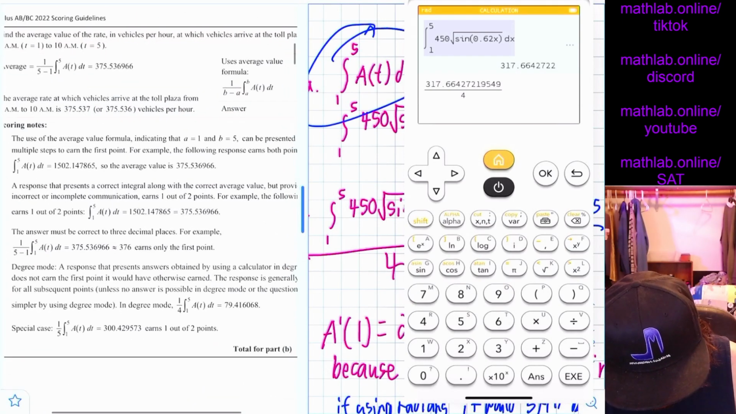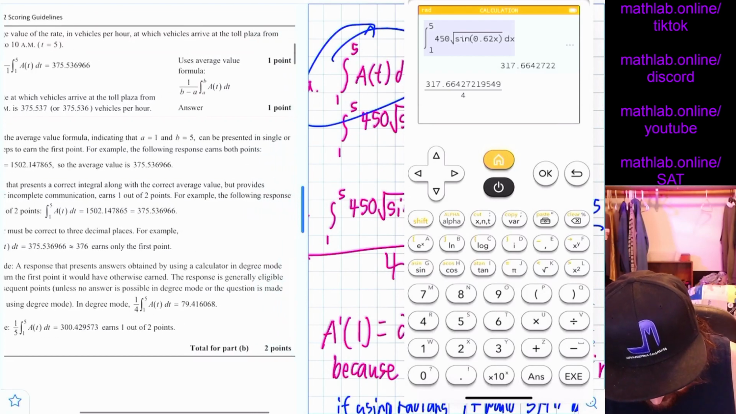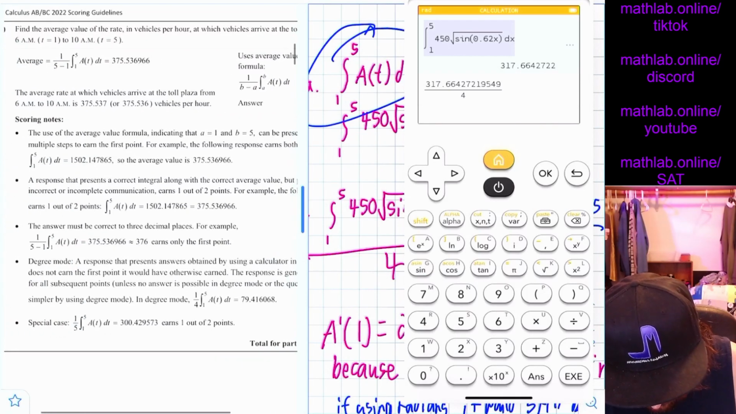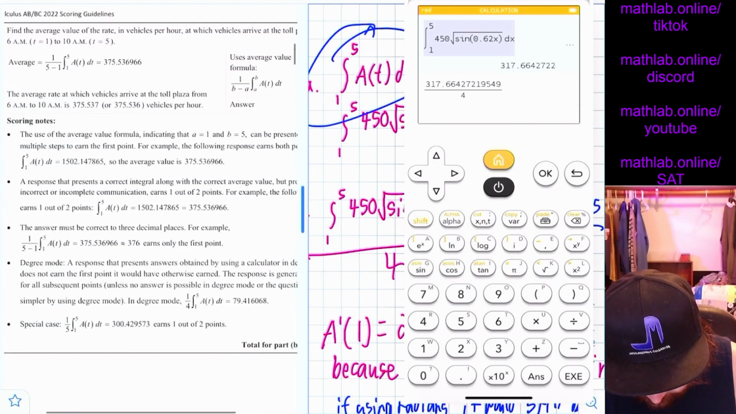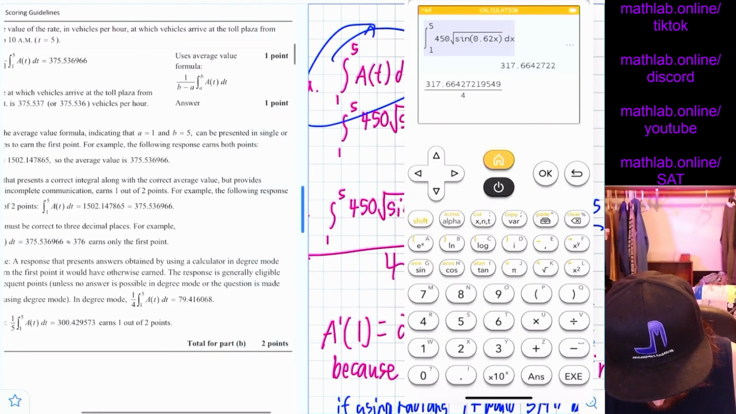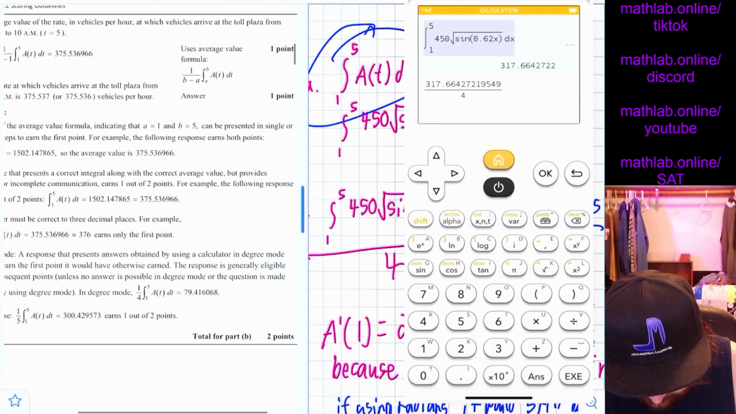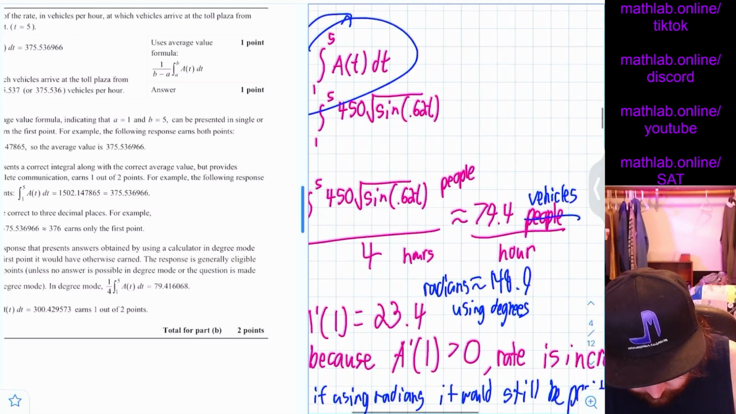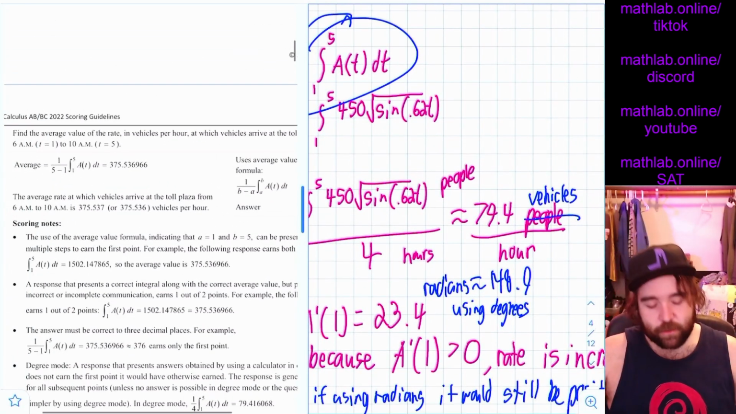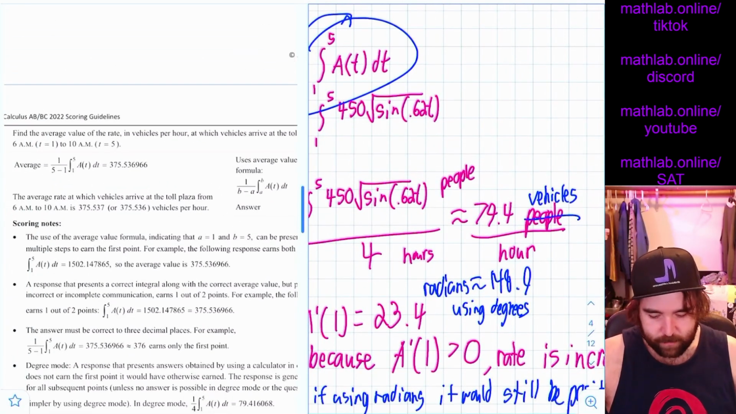Yes, degree mode. A response that presents answers obtained by using a calculator in degree mode does not earn the first point it would have earned otherwise. The response is generally eligible for all subsequent points unless no answer is possible in degree mode or the question is made simpler by using degree mode. In degree mode, you get what I said. So you do really have to be in radians mode here. That's annoying.